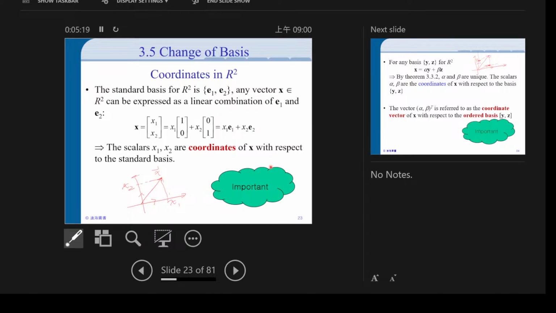So today we are talking about 3.5, change of basis and coordinates. I think this section is relatively easy. There is only one or two concepts here. So first, let's talk about what coordinates are.